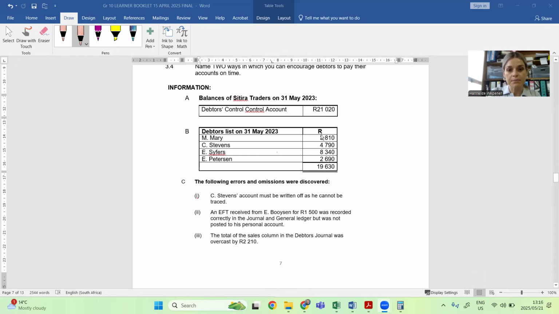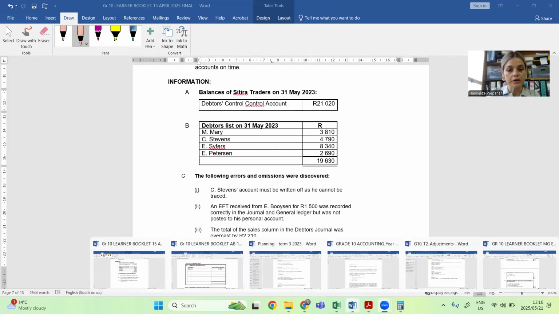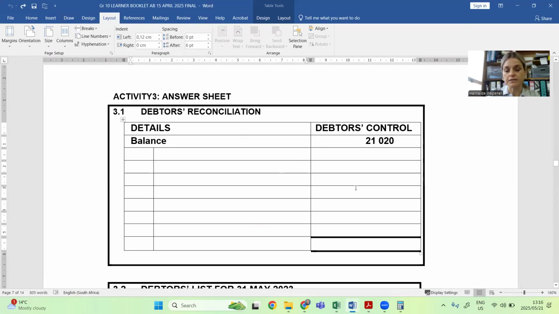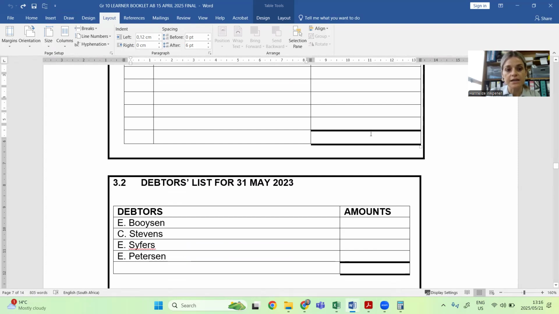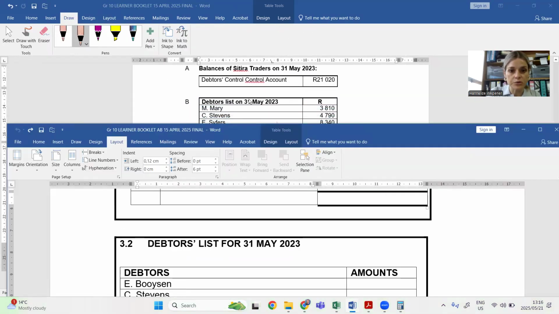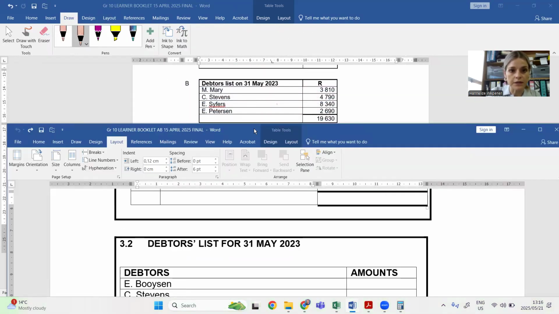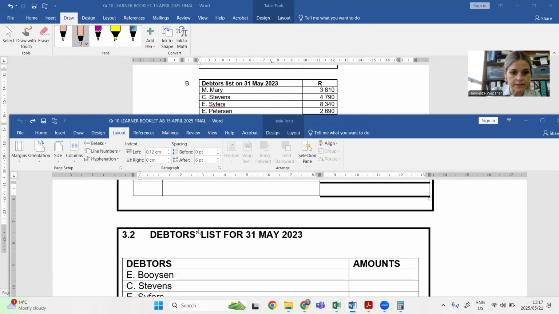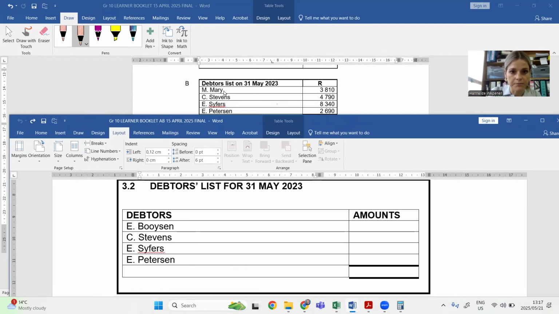So your first step is to start with the incorrect balances. So the incorrect balance as per the debtors control account, as well as the incorrect balances as per the debtors list. So we now need to just quickly add to our debtors list. I see now M. Mary and E. Boyson, not the same, but we will just work with that.